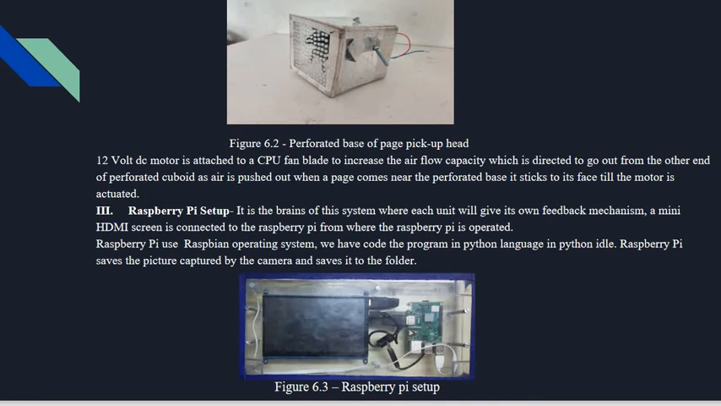Raspberry Pi is the main brain of this system, where each unit will give its own feedback mechanism. A mini HDMI screen is connected to the Raspberry Pi, from where the Raspberry Pi is operated. Raspberry Pi uses the Raspbian operating system. We have coded the program in Python language in Python IDLE. Raspberry Pi saves the picture captured by the camera and stores it in the folder.